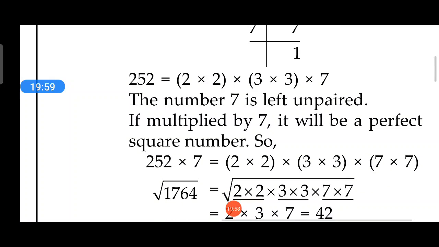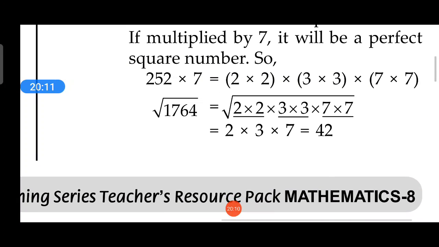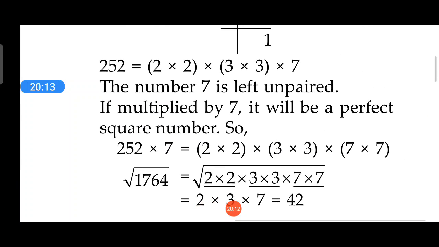So if multiplied by 7, it will be a perfect square. So therefore again it will be 2 into 2. So one time we can consider 2, 3 and 7. So answer is 42. So up to here we will stop, and the remaining exercise we will continue in our coming video.